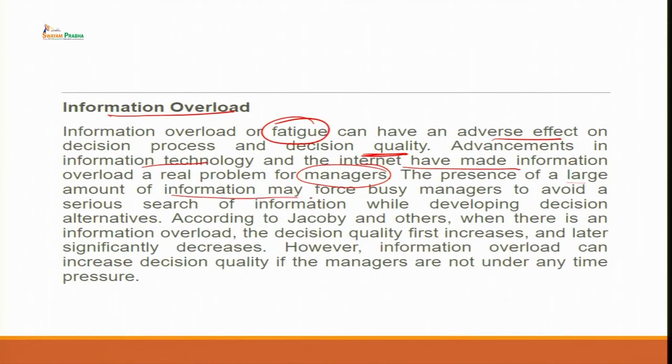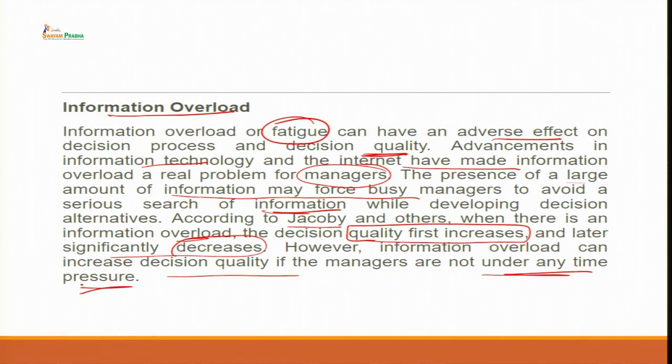So, the presence of a large amount of information may force busy managers to avoid a serious search for information while developing decision alternatives. Here, one instance by Jacoby and others mentioned that when there is information overload, the decision quality first increases because you have the right solutions in front of you, but later significantly decreases because you become ambiguous about which alternative to choose. However, information overload can increase decision quality if the managers are not under any time pressure, then they can give their time and evaluate each alternative effectively.